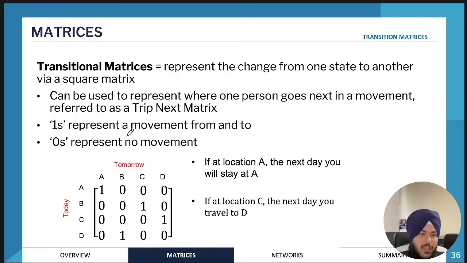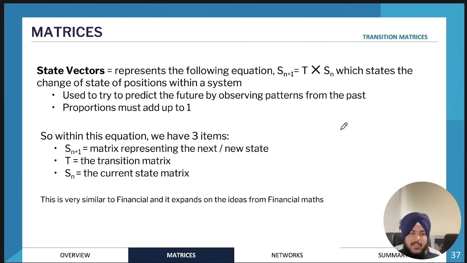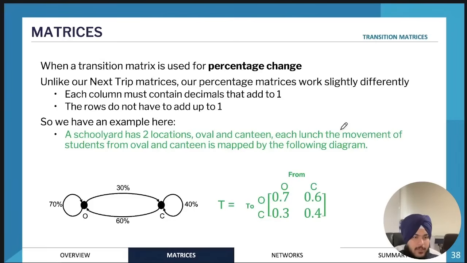They can either be really simple transition matrices like this. For example, if you're at position A today, you will go to position A tomorrow. If you're at position B today, you'll go to position C tomorrow. And if you're at position C today, then you'll go to position D tomorrow. So that's essentially how you would read this type of transition matrix, very similar to communication matrices. But these are not the type of transition matrices that we really use. I'll come back to this.